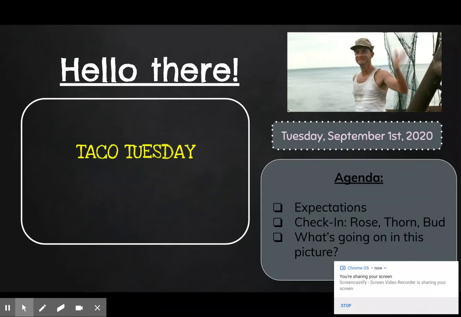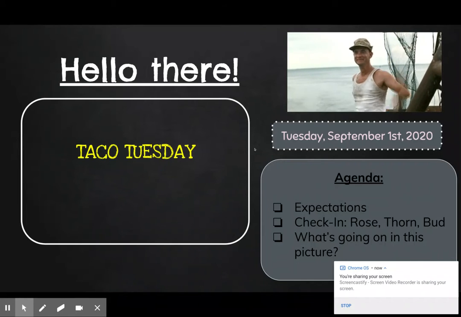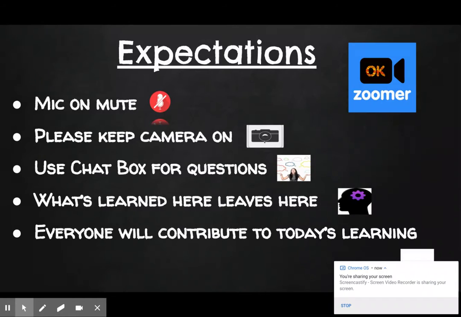We are now in September, and today our agenda is our expectations. We're going to go over those all the time. We're going to check in about your rose, thorn, bud, and then what's going on in this picture.